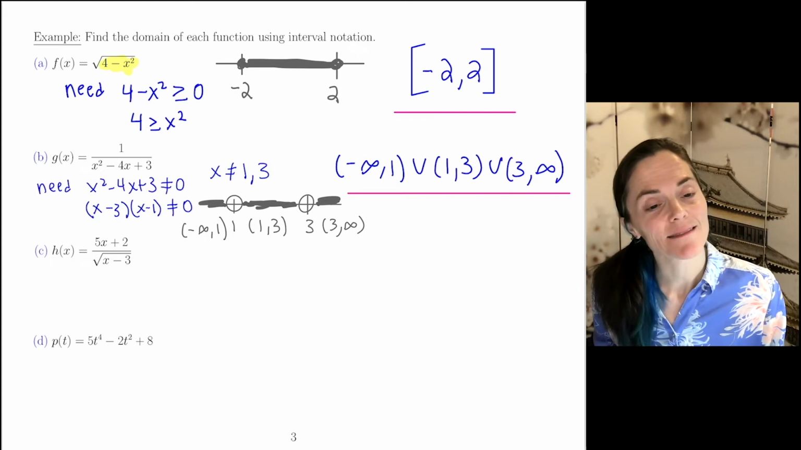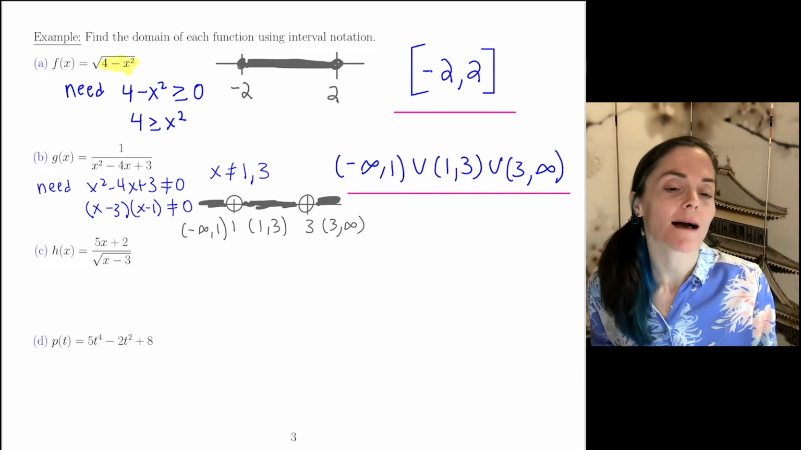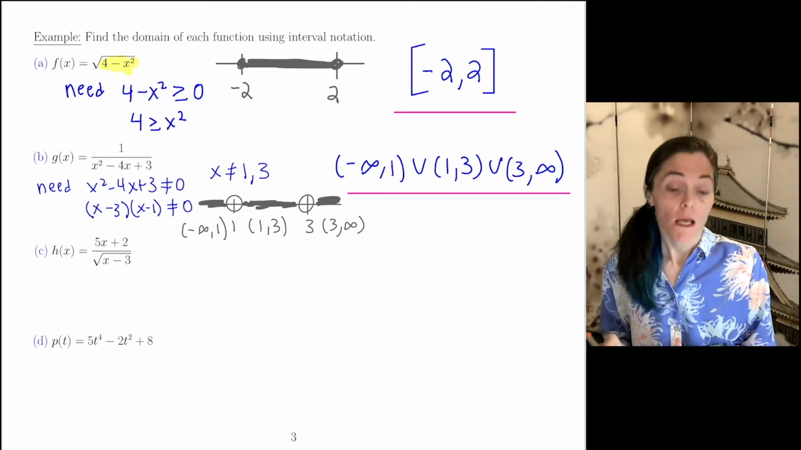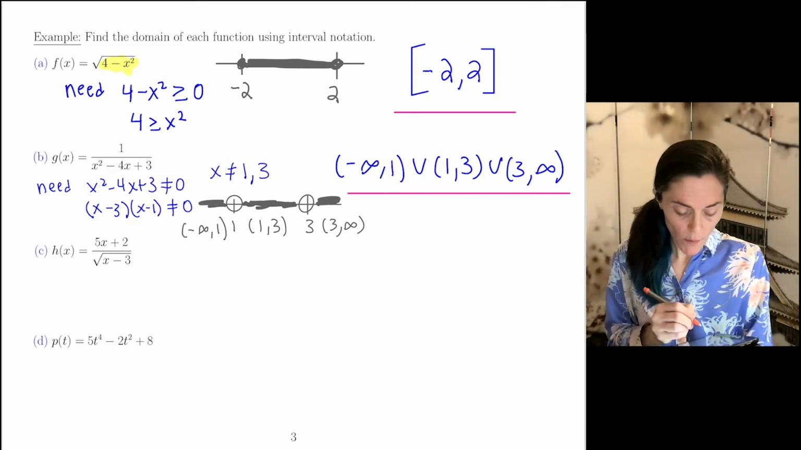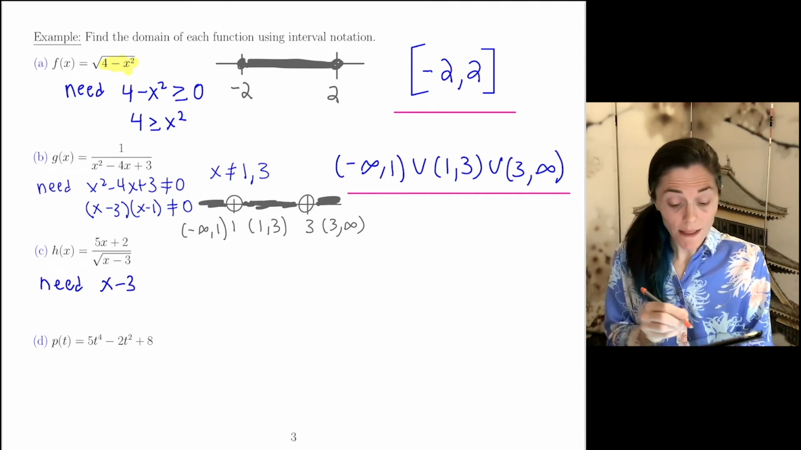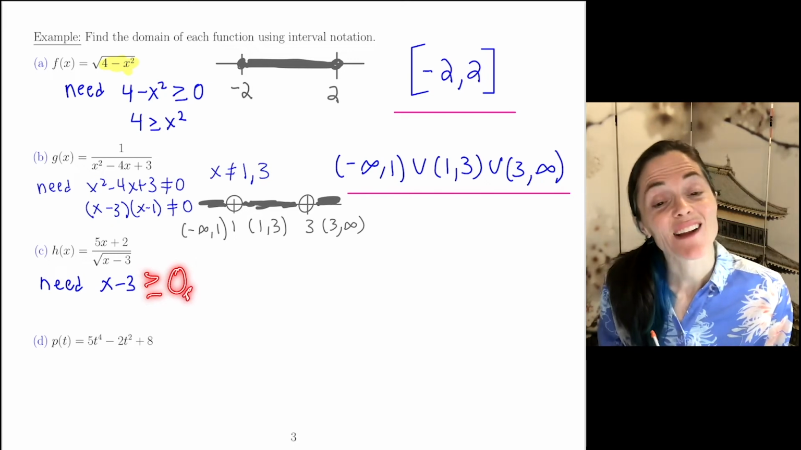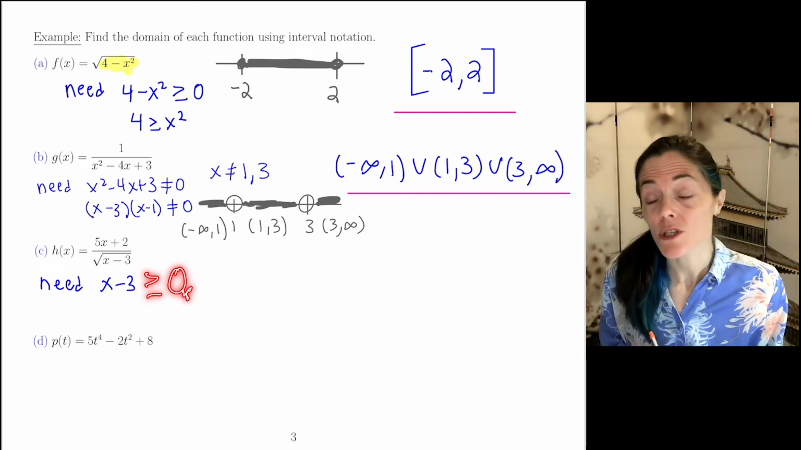Now you notice in letter C, we not only have a square root, but we also have it in the denominator. And so let's write what we need. Well, what's under the square root? Normally, I would do this, right? Normally, I would say greater than or equal to 0 just from the square root.